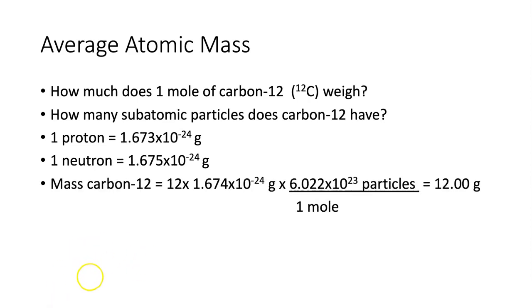So what I'm going to do is multiply 12 by the average between these two. And then I'm going to multiply that by the number of particles in a mole. So it's 6.022 times 10 to the 23rd. And if I do that, I can see that 12 nucleons, 12 either protons or neutrons, times Avogadro's number will give me about 12 grams.